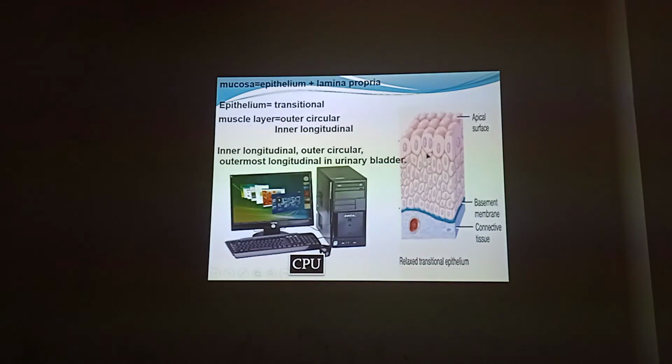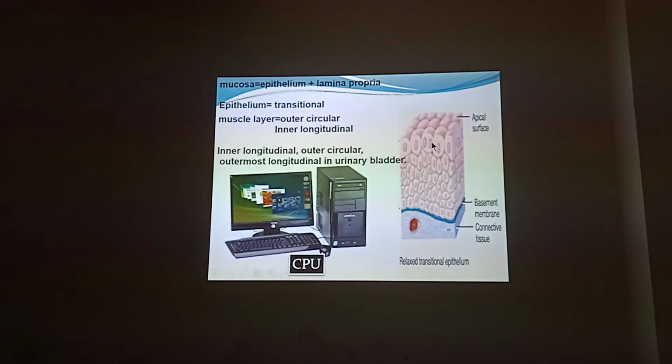Here you can see transitional epithelium. It is CPU, the common processor unit. I'm just joking. It is cuboidal cells in the basal layer, then comes pyramidal cells, and then umbrella cells. These are the umbrella cells, which are binucleated. Not all, but a few umbrella cells are binucleated.